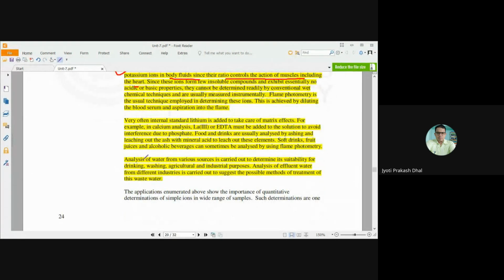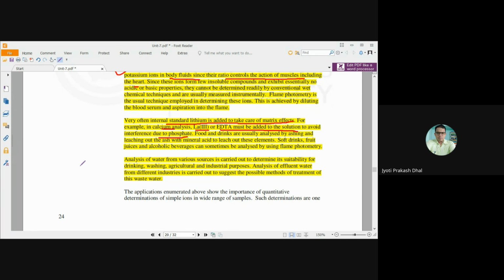And similarly, an internal standard, lithium, is added to take care of mixing effect. For example, in calcium analysis, La3+ or EDTA must be added to the solution to avoid interference due to phosphate ion. So in the calcium analysis, as there is a chance of presence of some phosphate ion, that can be eliminated by adding La3+ or EDTA.